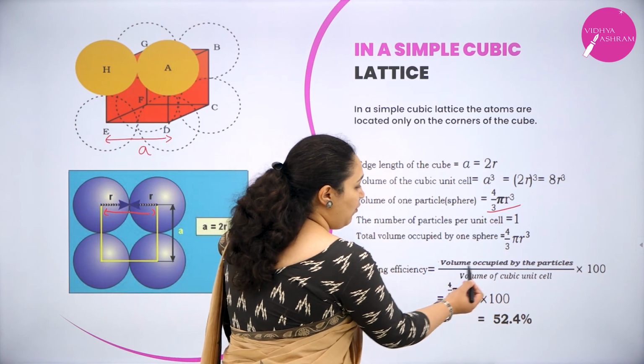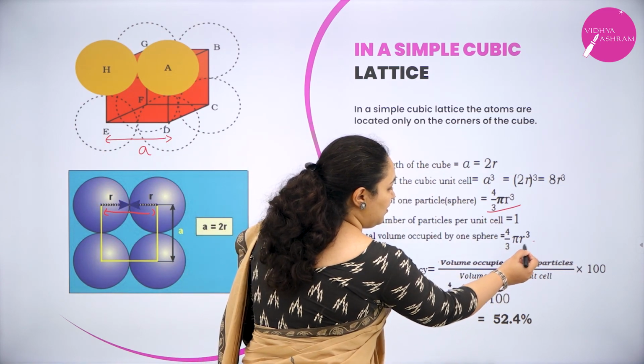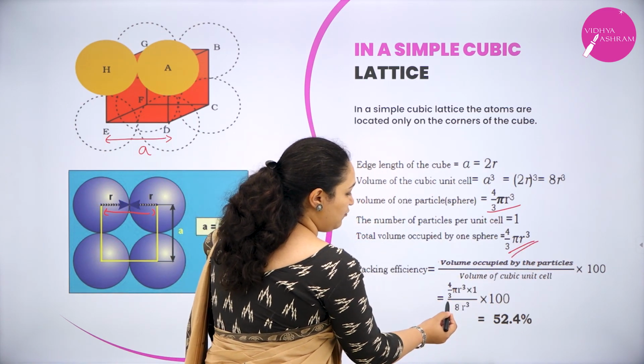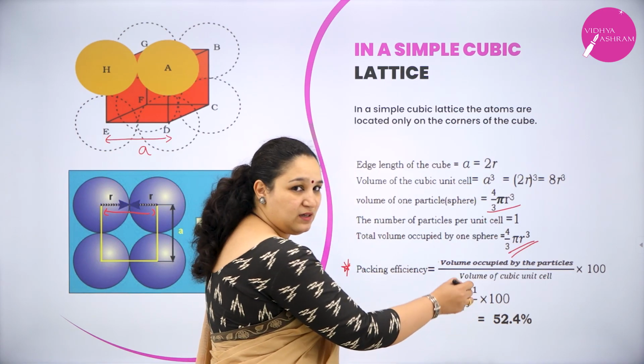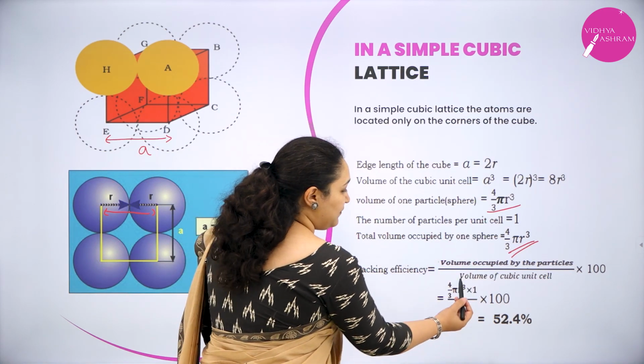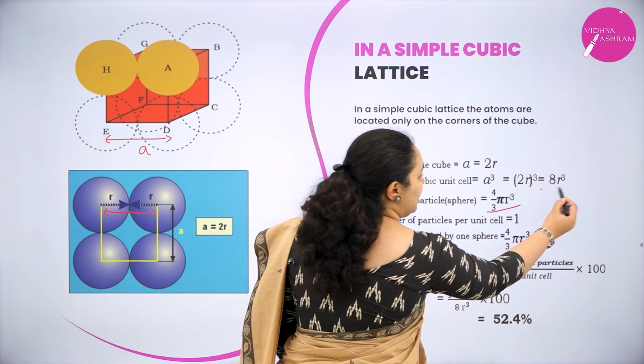So, what is this? Volume occupied by the particle is 4 by 3 pi r cube. So, 4 by 3 pi r cube, 1 particle, so into 1 we have written. What is the volume of the cubic unit cell?